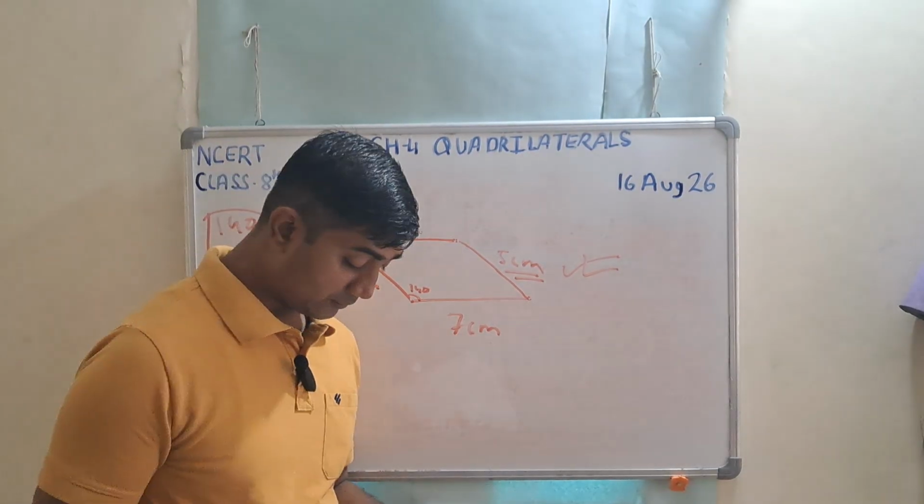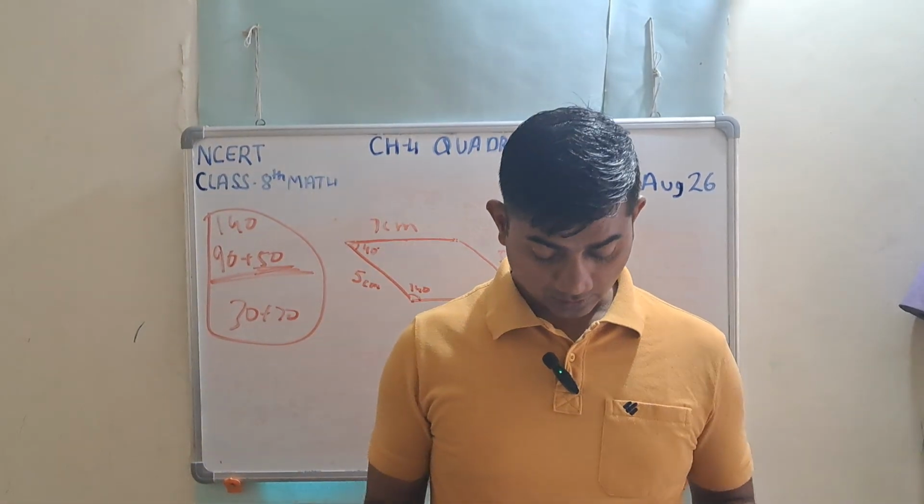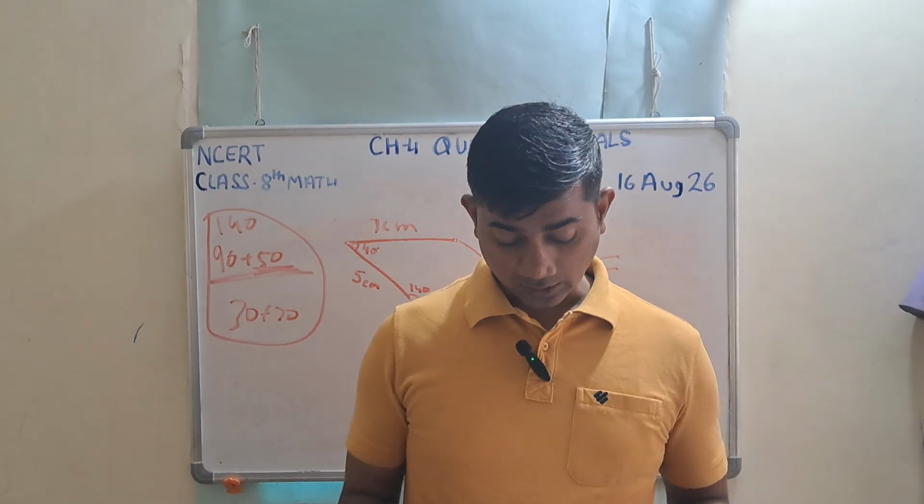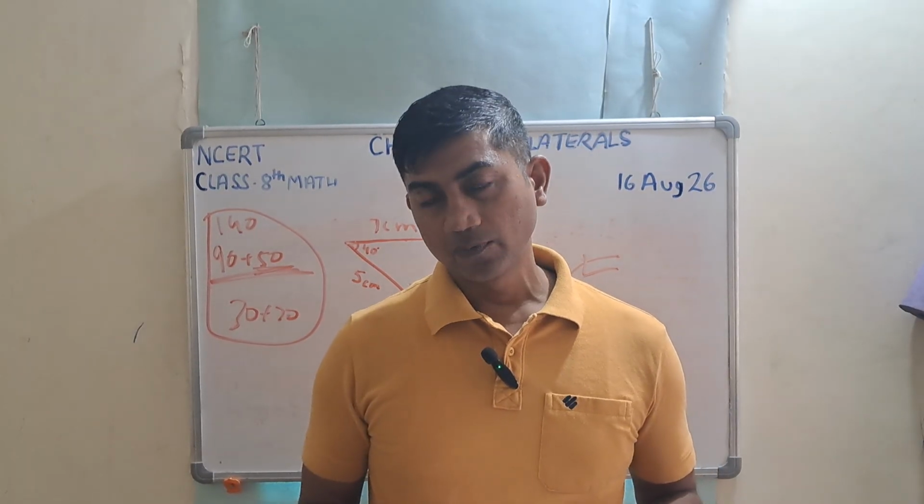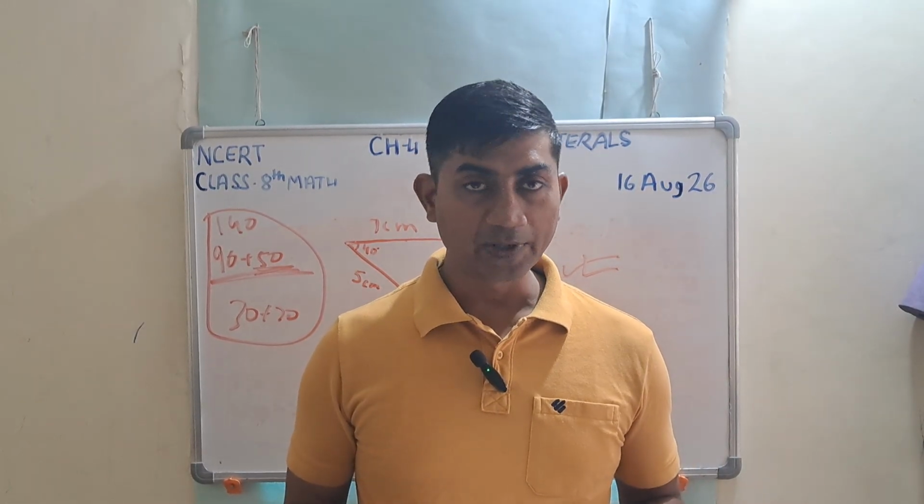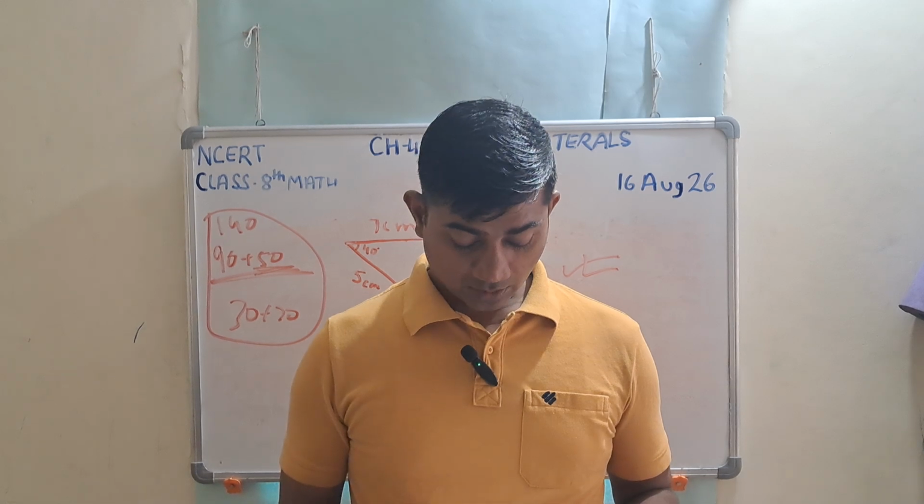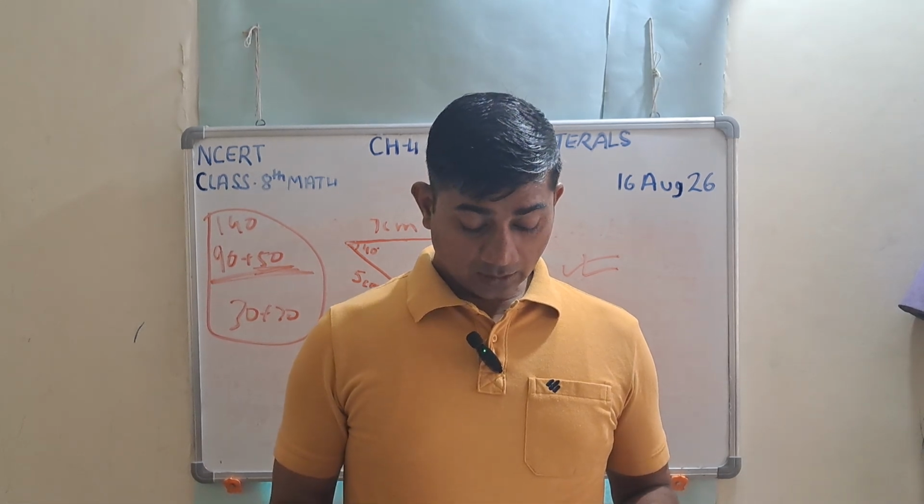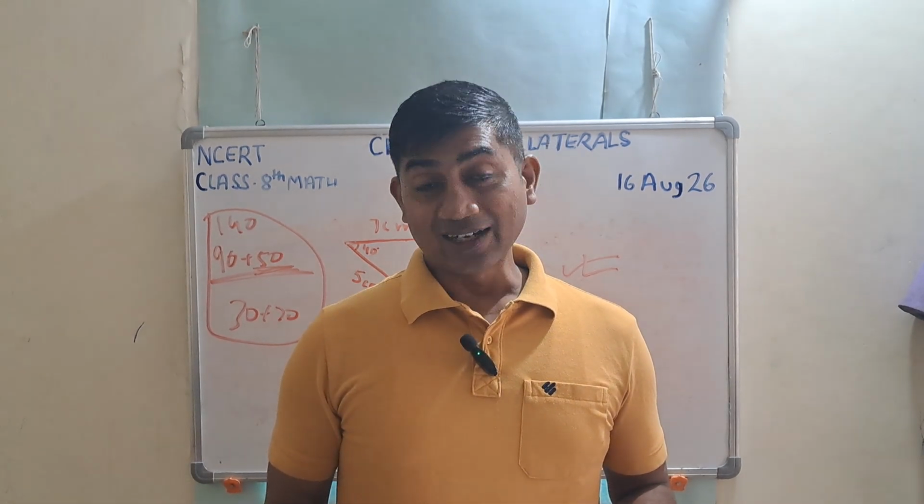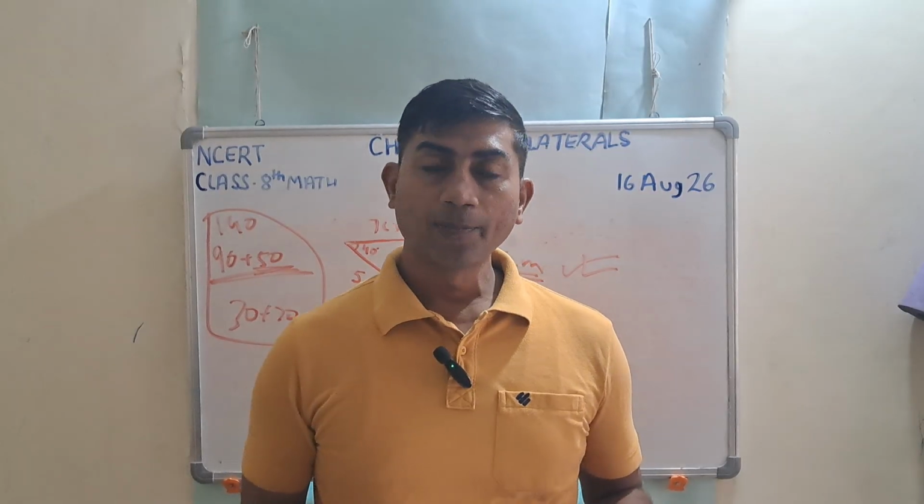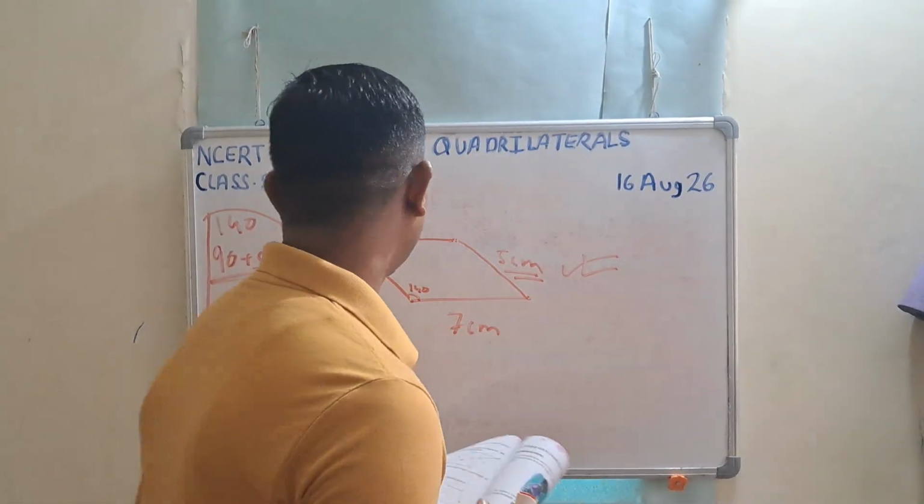What is question number 3? Using the diagonal properties. Okay, now we have made a mistake in that we have drawn a parallelogram with these sides. Actually we have to draw, these are the measurements of the diagonals. Understood?